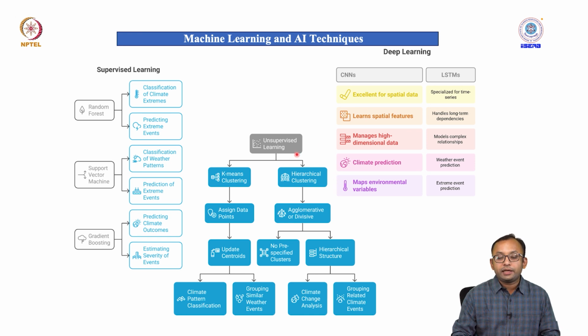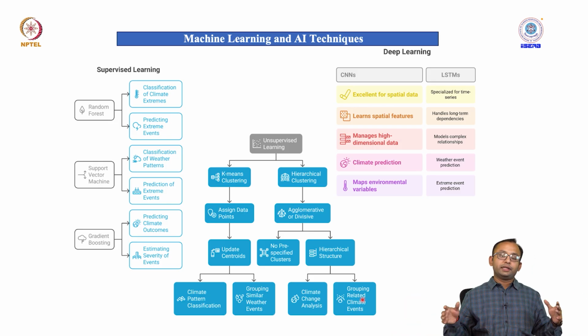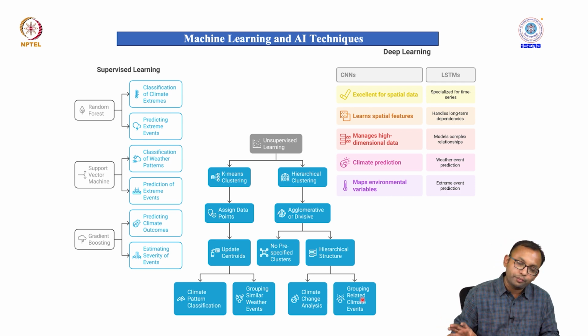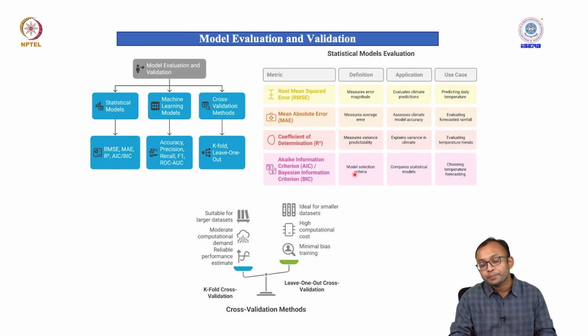There is unsupervised learning, which can be k-means or hierarchical clustering, which can cluster your data into different parts. That can help you identify climate pattern classification, where we have similar weather events, or climate change analysis, which areas are highly prone to climate extremes, and grouping related climate events in one part. Let us say you have multiple climate event data sets of a particular region, you can group them together. Okay, these areas behave similarly, so we need similar management practices.